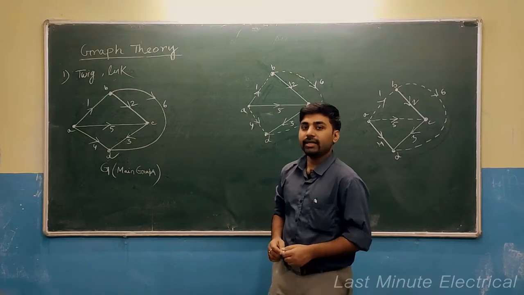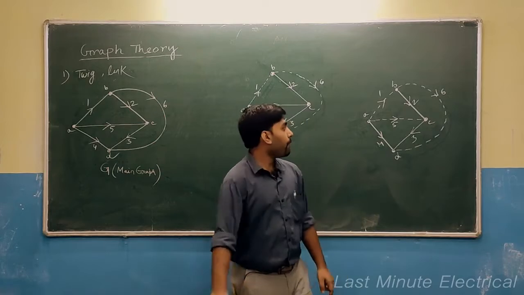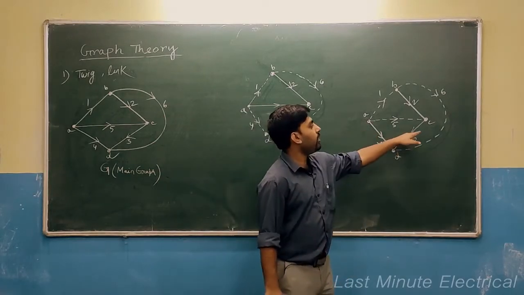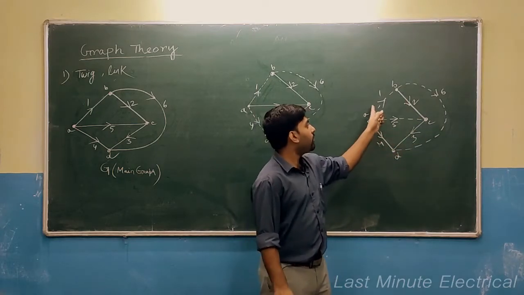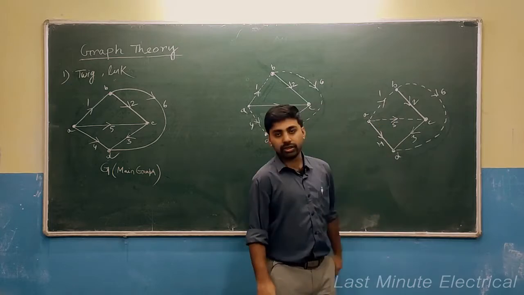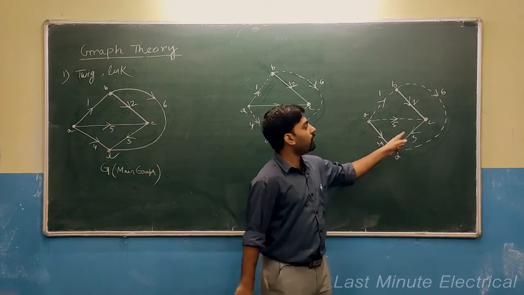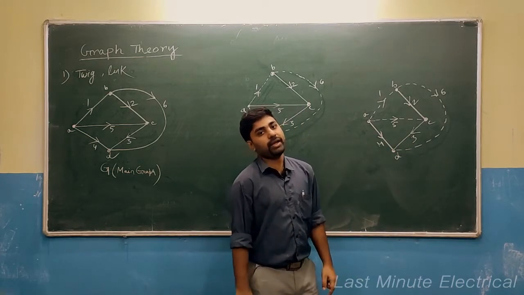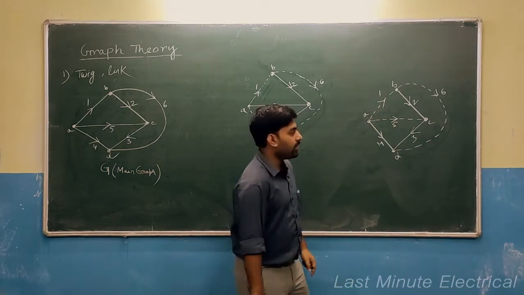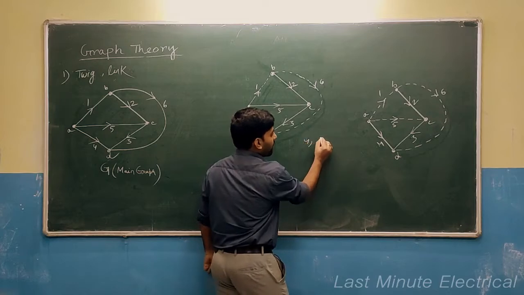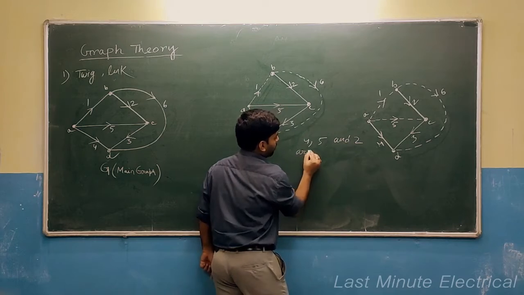So, now I will discuss what is twig and what is link. Okay. So, what I told you, this solid line is the tree, that is 4, 3, 2 is a tree and 1, 6 and 5 constitute the co-tree. Now, what is a twig? A twig is the branch of a tree. So, the branch of a tree is known as a twig and the branch of the co-tree is known as a link. That means, here 4, 3 and 2 are twigs.